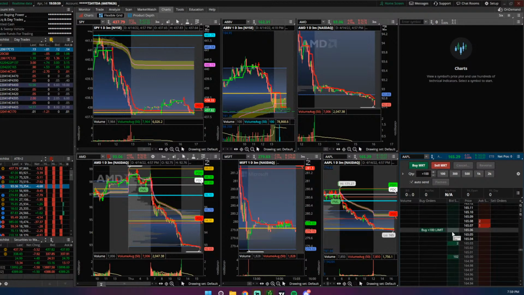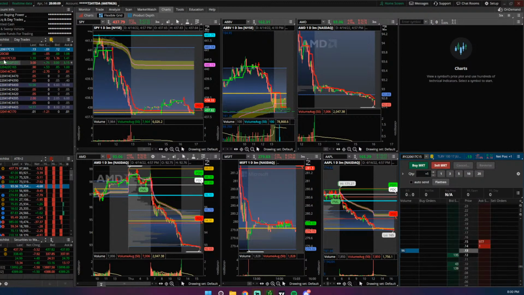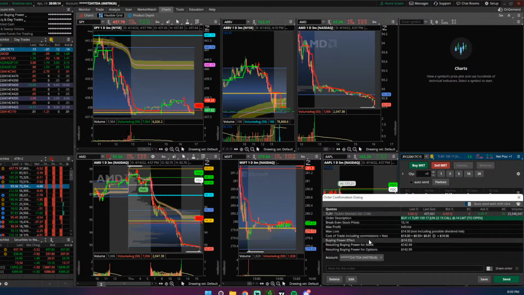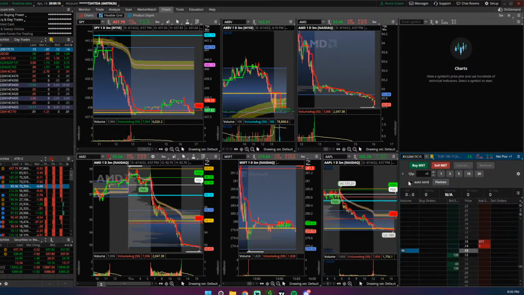That way, if I turn auto send off, I have to link it back. There we go. If I turn auto send off, when I click to buy at limit, it's going to ask me to confirm it. I don't like the extra steps, so I turn on auto send. So as soon as I click, my order goes through.